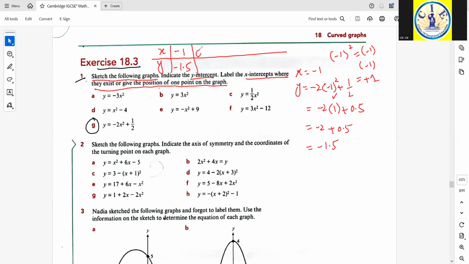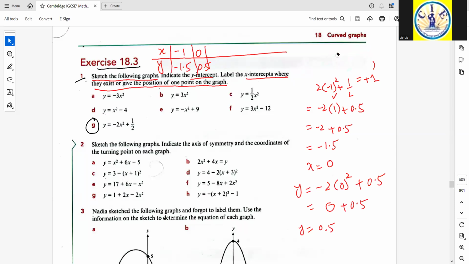Okay, then if you substitute the next value of variable x to be 0, that would give us y equals -2 times 0 squared plus 0.5. So this would be 0 plus 0.5. That is, the value of y is 0.5. In the same way, we need to substitute other values of variable x.